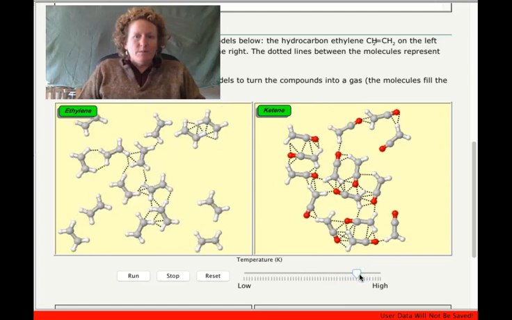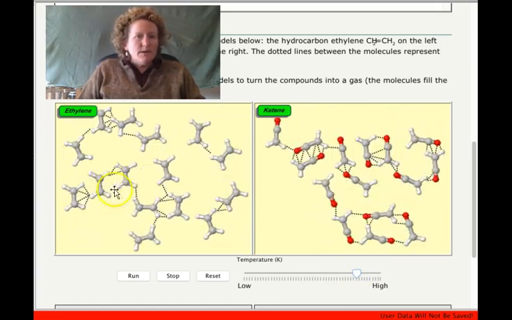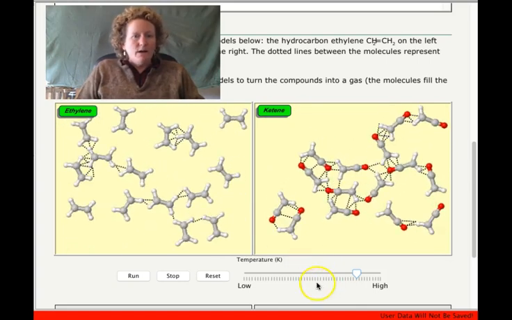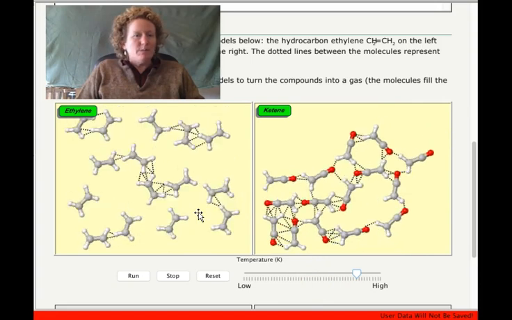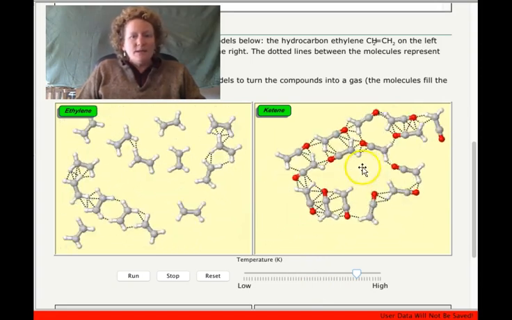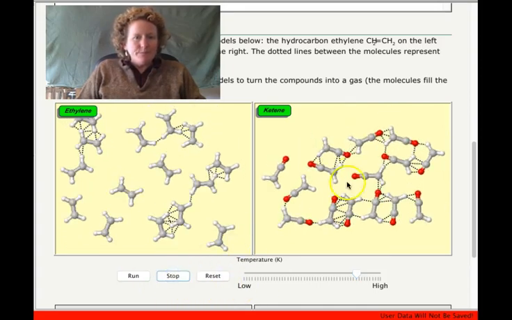Let's turn it up a little bit more. Ketene still isn't really boiling, but ethylene is going crazy over here and filling the whole container. All of those molecules are pretty much separate most of the time. And the reason that's happening is because ketene is polar. I'm going to stop this. Ketene has the oxygen here, so this molecule is polar.